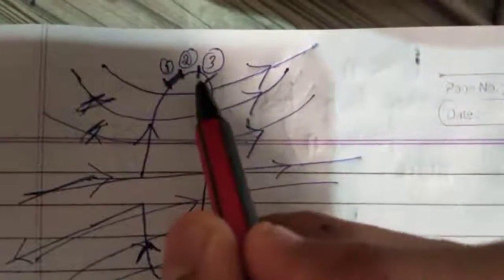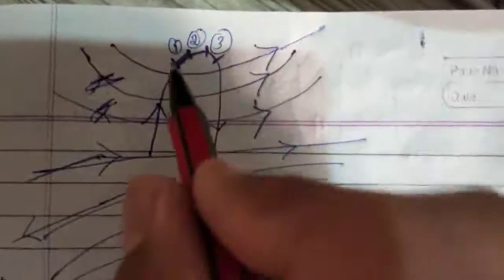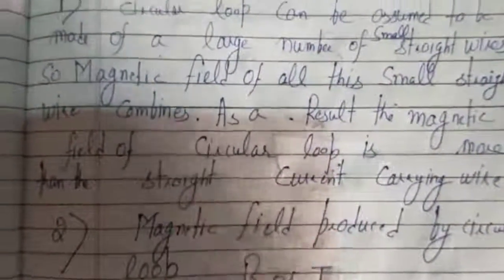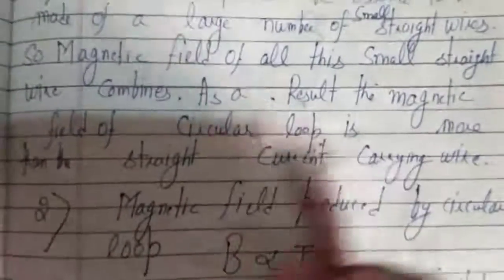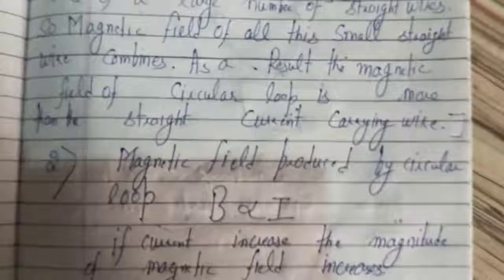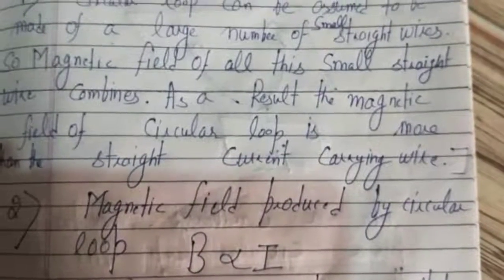So each straight wire will have its own magnetic field. All the magnetic fields will get added up. So the magnetic field of all the small straight wires combines. If all the magnetic fields combine, that means the magnetic field of the circular loop is more as compared to the straight current carrying conductor. This is a very important point to remember. The magnetic field of a circular wire is more as compared to the straight current carrying wire.